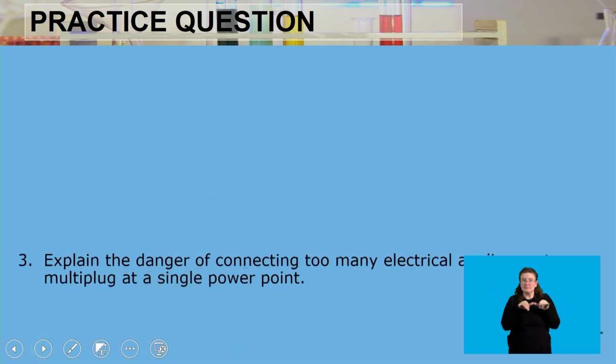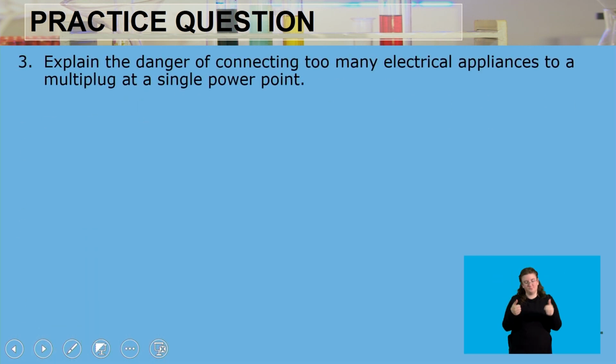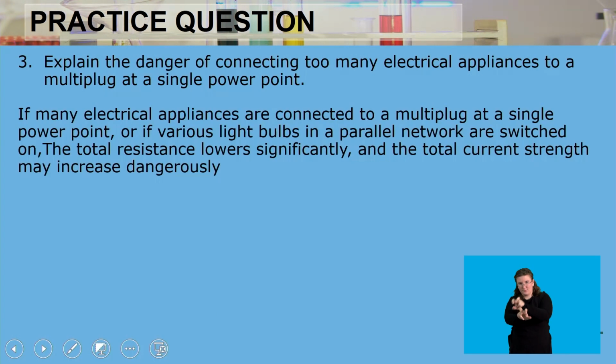Right, moving on to the next question. We now need to explain the danger of connecting too many electrical appliances to a multiplug at a single power point. Right. If many electrical appliances are connected to a multiplug at a single power point, or if various light bulbs in a parallel network are switched on, the total resistance lowers significantly, and therefore the total current strength may increase dangerously.